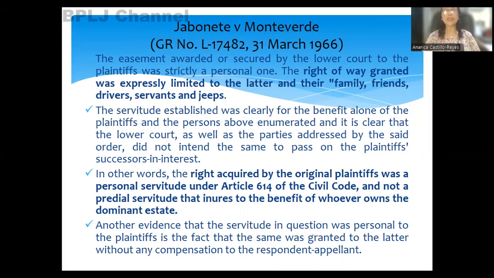In other words, the right acquired by the original plaintiffs was a personal servitude and not a predial servitude that inures to the benefit of whoever owns the dominant estate. So in this case, there is actually no dominant estate because it is a personal servitude.